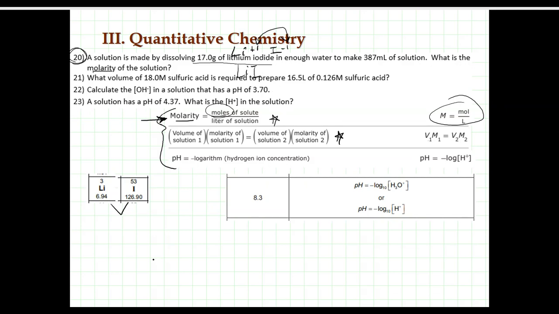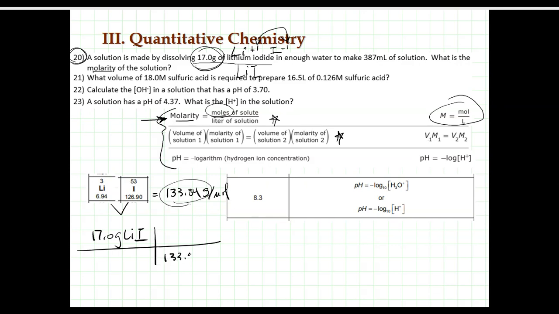I just have to add those two together. And the molar mass of lithium iodide is going to end up being 133.84 grams per mole. Good. So now that I know the molar mass of lithium iodide, I can go back to my 17 grams and turn those grams into moles. I have 17 grams of lithium iodide. I'm going to turn it into moles by putting the mass on the bottom because I want those grams to cancel out, and my 1 mole on top.